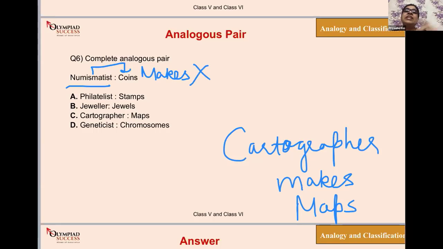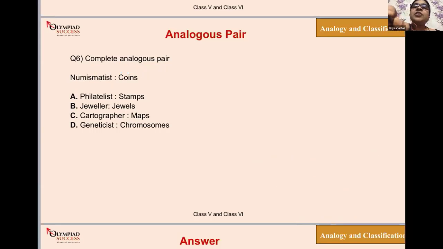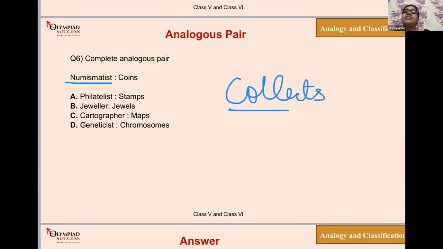Okay, I'll tell you the meaning of the first question. The numismatist is a person who collects coins. So the person who collects coins is known as a numismatist. So the relationship is collects. I mean A, okay, few A, few B's. So as I told, this person makes maps.